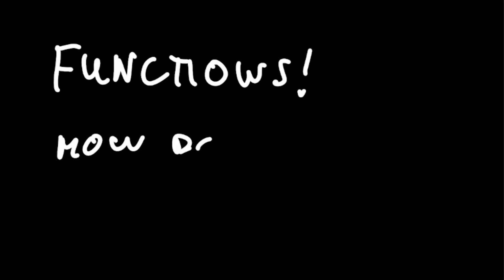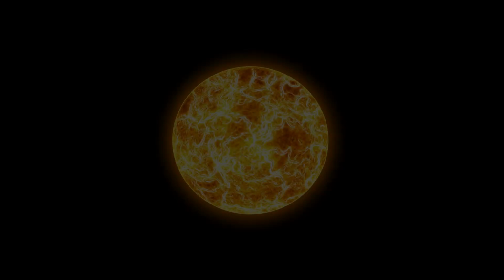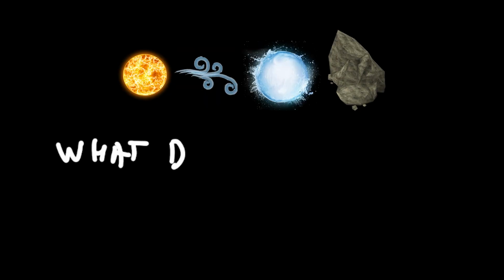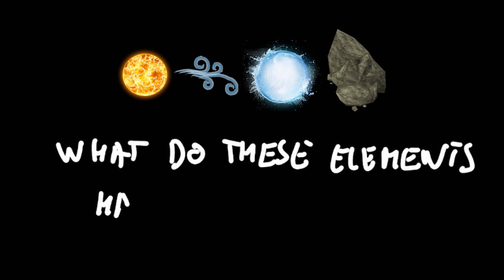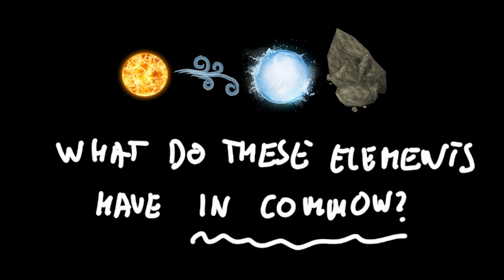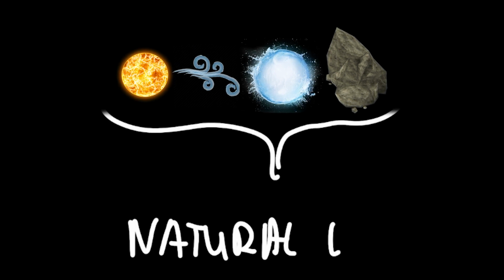Functions. What are they really? And how do they work? Here's empty space. Now let's bring in a few elements. Fire, wind, water, earth. We can now say we have a set of elements. These elements have to have something in common to be considered a set. In this case, they're all things found in nature.